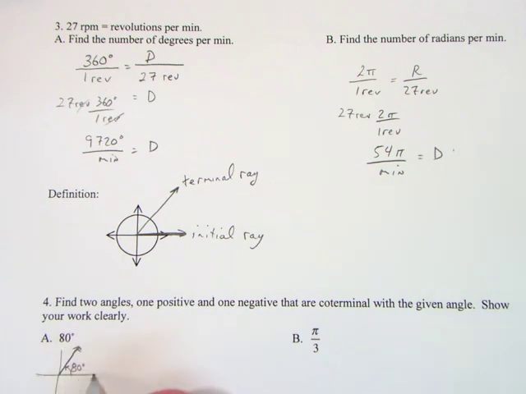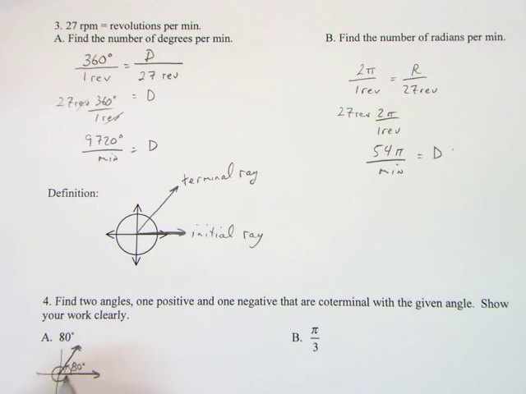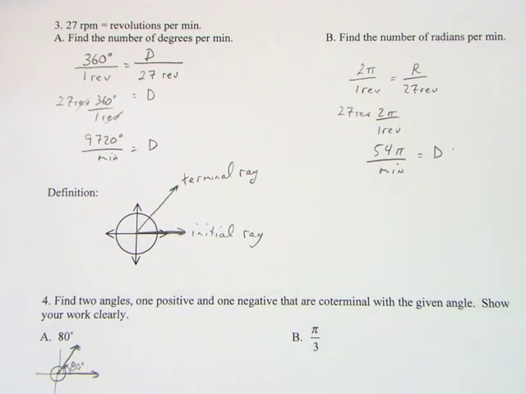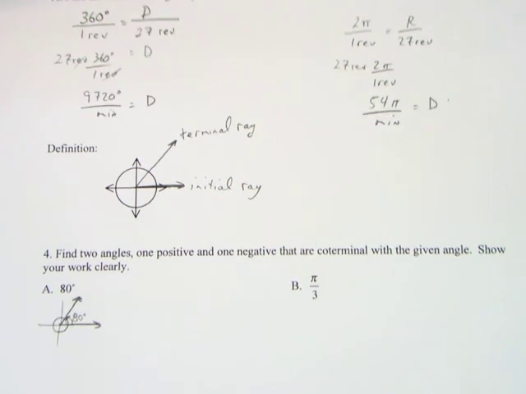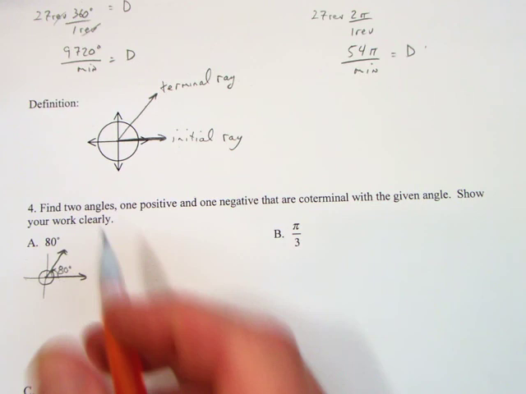I want to say, starting with the same initial ray, how can I end up in the same spot? So I would strongly recommend you stop it right now. Think about this. Don't just wait for the answer. What we want to do is we can go all the way around the circle. Now, are those two angles the same? No. But they do have the same initial and terminal ray.